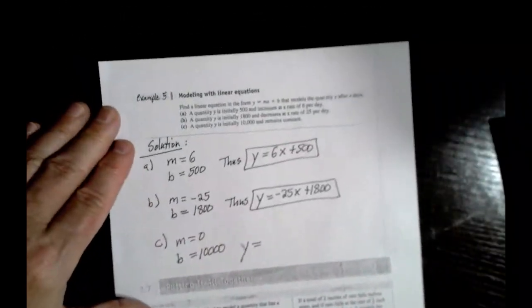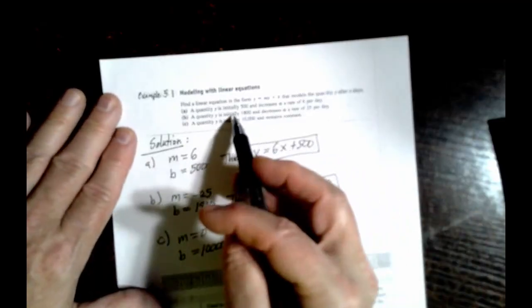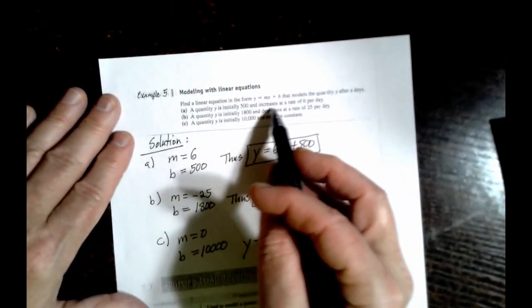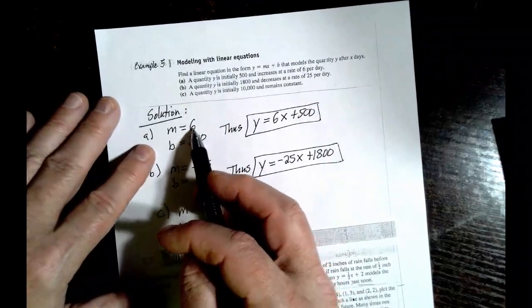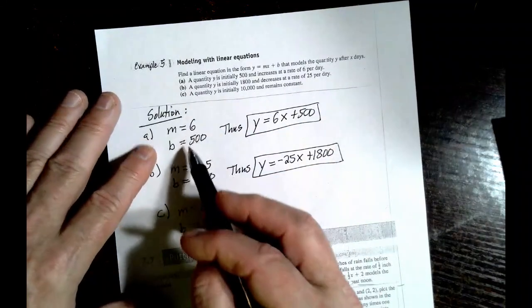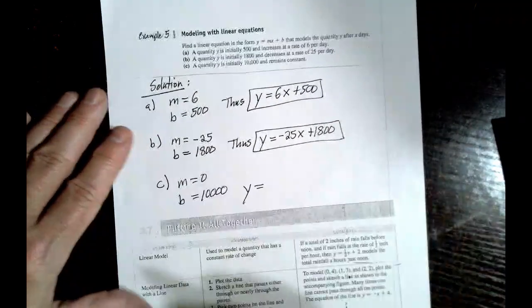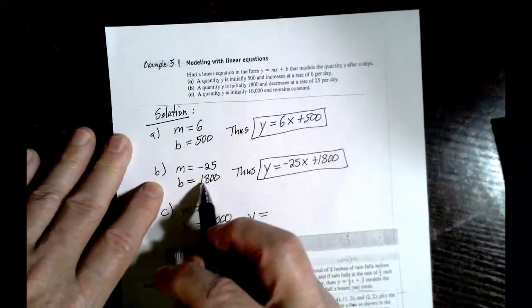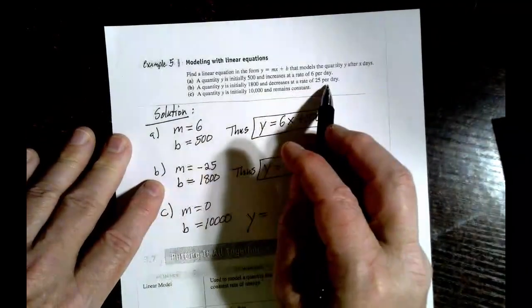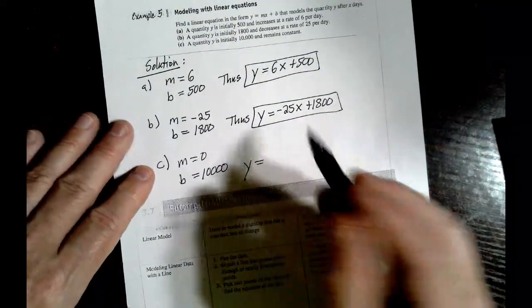Number 5, it says find a linear equation that models the quantity y after x days. A quantity y is initially 500 and increases at 6 per day. So if it increases at 6 per day, m is your 6, and if it starts at 500, that's your b. So 6x plus 500. A quantity is initially 1800, that's your b, and decreases at 25 per day, so minus 25 is your m, so minus 25x plus 1800.